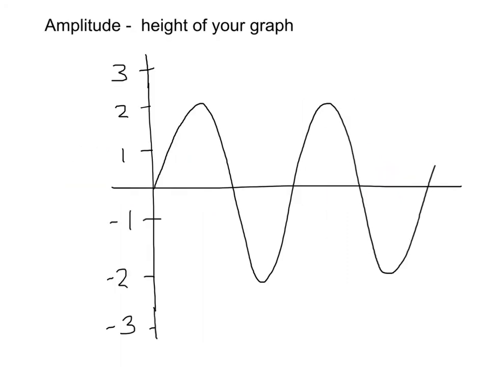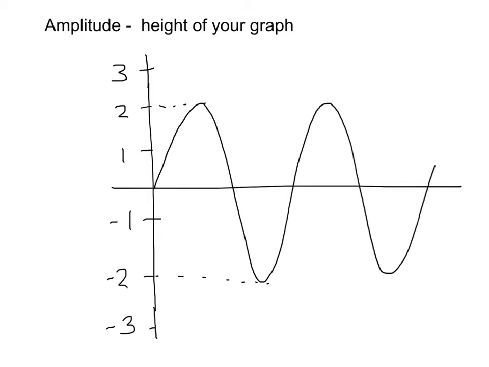Okay, so there's some key vocabulary you're going to want to know when dealing with these graphs. First of all is amplitude. Let's think of amplitude as the height of your graph. So if we've got this graph down here, we can see that its highest peak is at 2. And then if we continue on, the lowest peak down here is negative 2. So the amplitude of this graph would be 2.